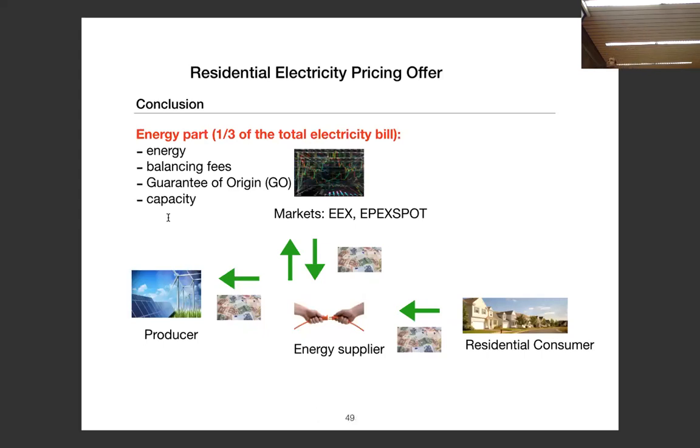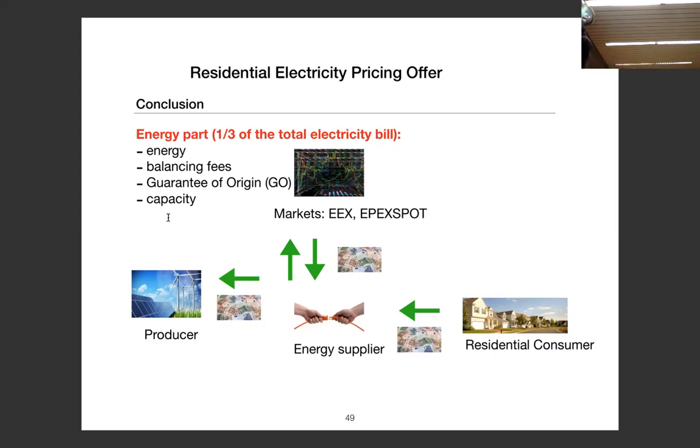So in conclusion, what you need to bear in mind is that the energy part of your electricity or gas bill amounts to approximately 30 or 40% of the total. And the energy supplier can only optimize that part. It cannot do anything about taxes and transport or distribution costs.